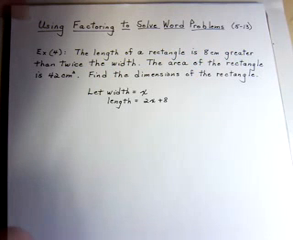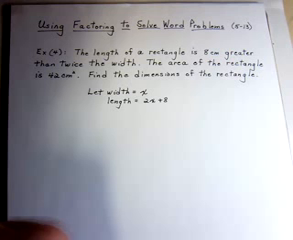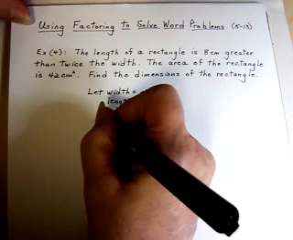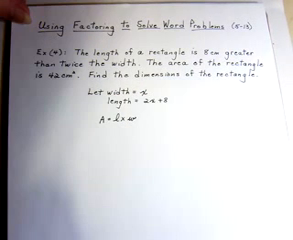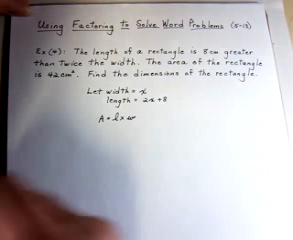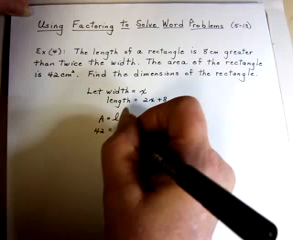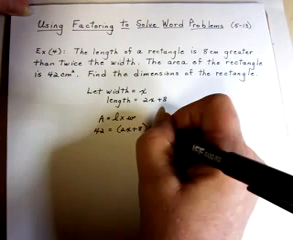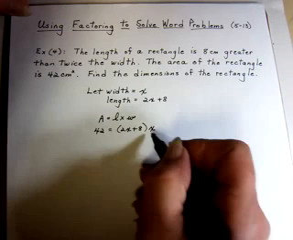Now we need to find an equation. Since this problem involves area of a rectangle, we're going to use the area of a rectangle formula. Area equals length times width. Now we're going to fill in what we know in the equation. The area is 42. The length is 2x plus 8. And the width is x. Length times width.